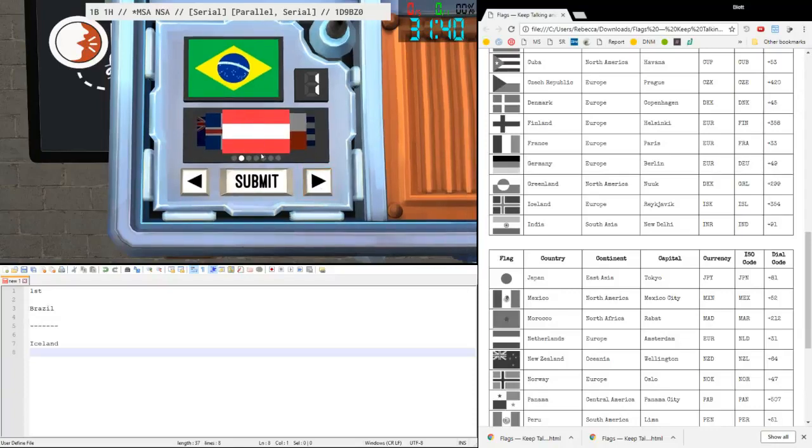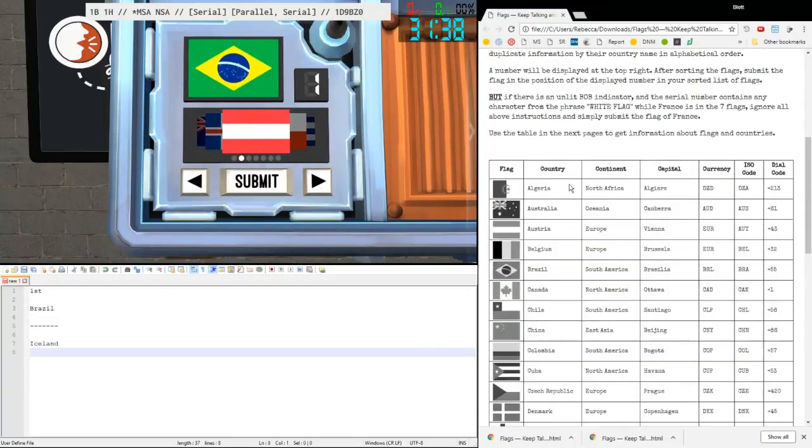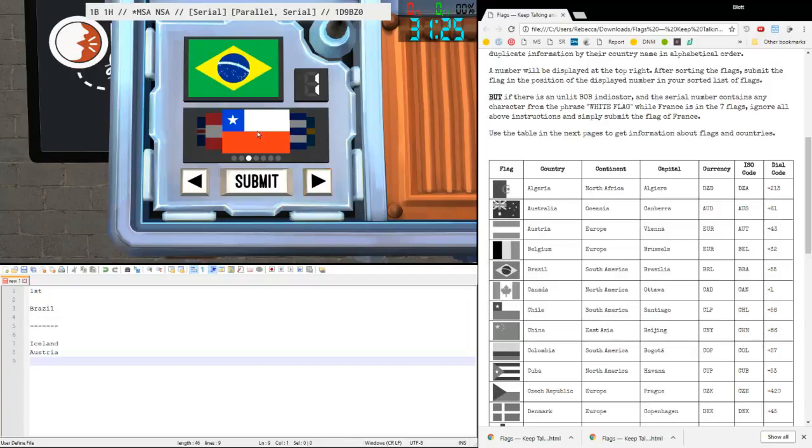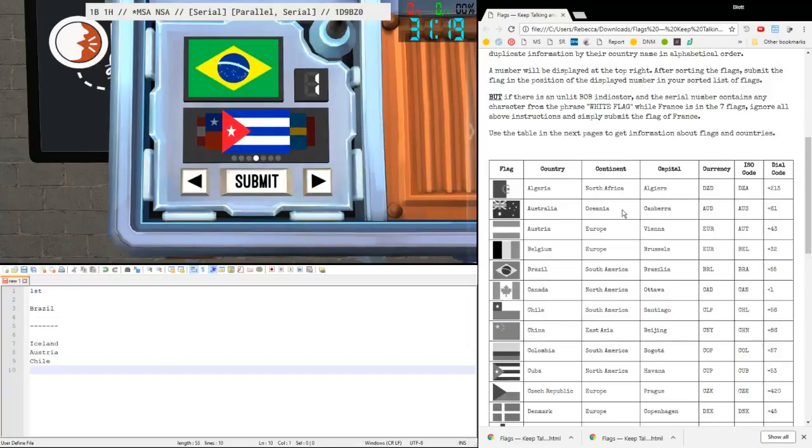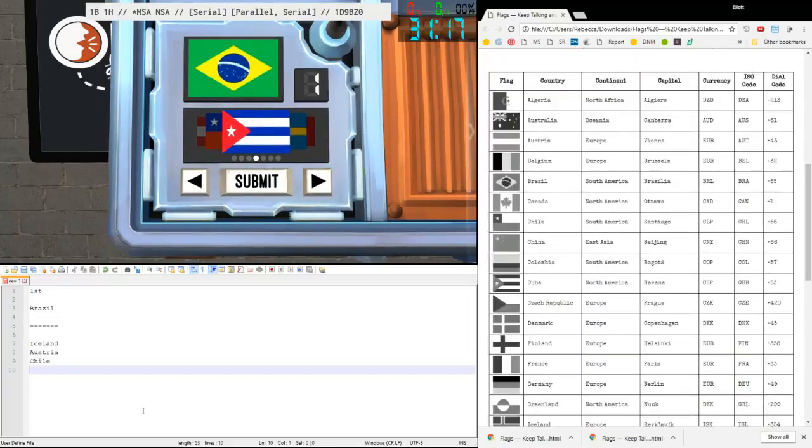Next flag, 3 horizontal stripes, white in the center, top and bottom match. That would be Austria. Let's go ahead and... Oh, I can't highlight with this, that's right. Austria. This one, we've seen a couple times before. I believe that was Chile. This one we've also seen, that's Cuba. The troublesome one.